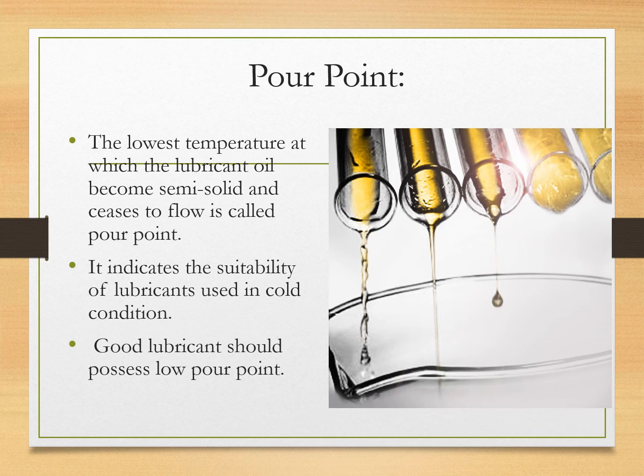They do not flow easily. That is called the pour point. It indicates the suitability of a lubricant used in cold conditions. A good lubricating oil should have a lower pour point. Otherwise, what will happen if we use coconut oil, which solidifies at winter, low temperature?